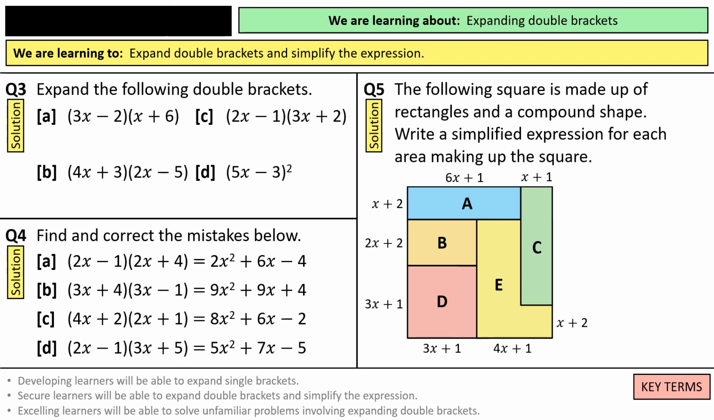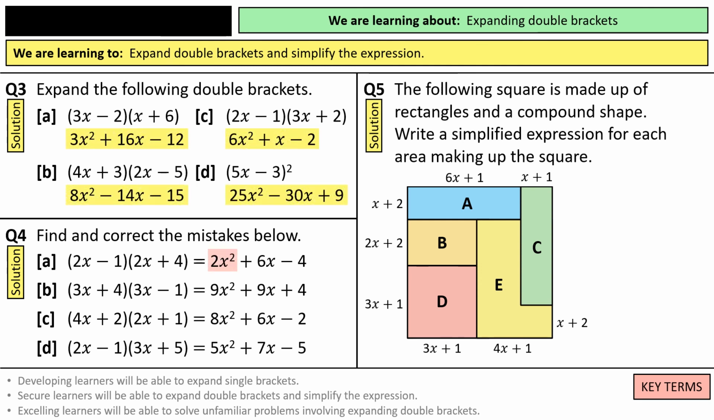So here are the answers. Question 3. In question 4, 2x squared was wrong, it should have been 4x squared. In B, plus 4 was wrong, it should have been minus 4. In C, plus 6x was wrong, it should have been plus 8x. And in D, 5x squared was wrong, it should have been 6x squared. 2x times 3x is 6x squared.